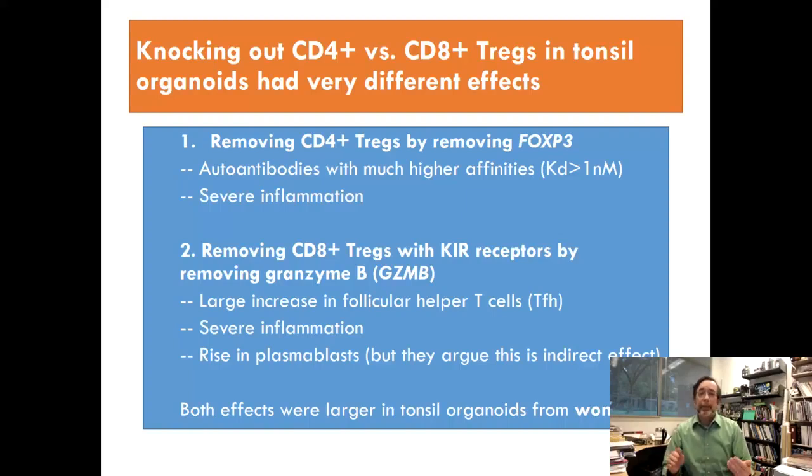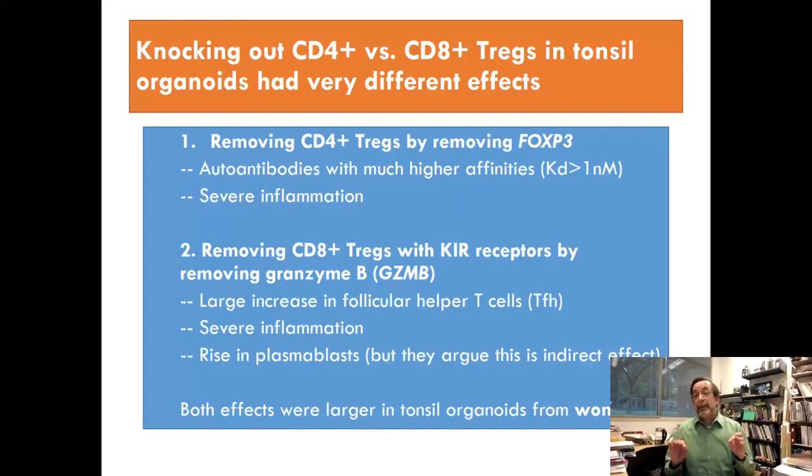The ones that have the power to kill other cells are the ones that have the power to control the immune system. There's also one more thing, and I'm just going to mention this once. They also saw a rise in plasmablasts, but they argue this is an indirect effect, and this is getting too complicated for us. So we're not going to talk about that.